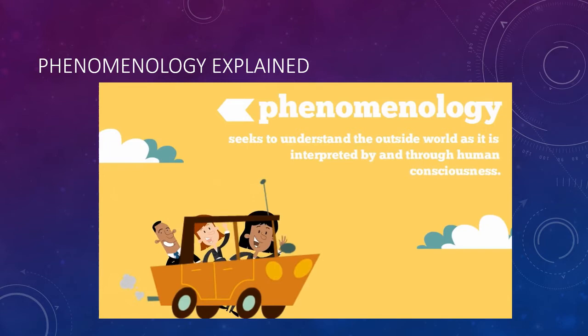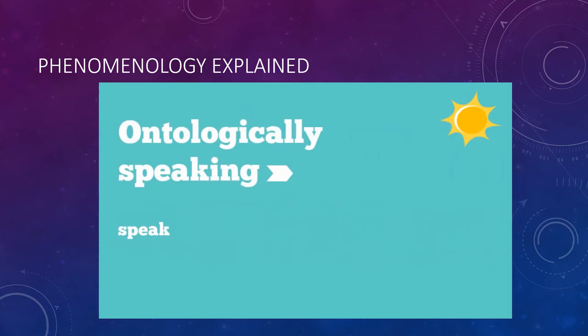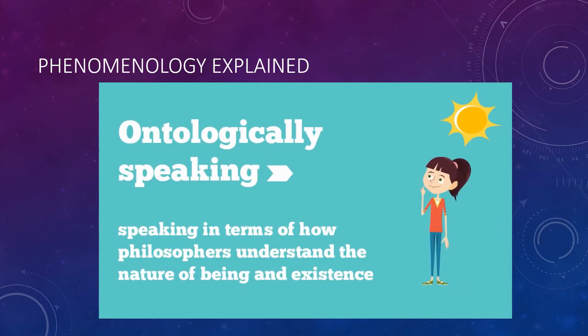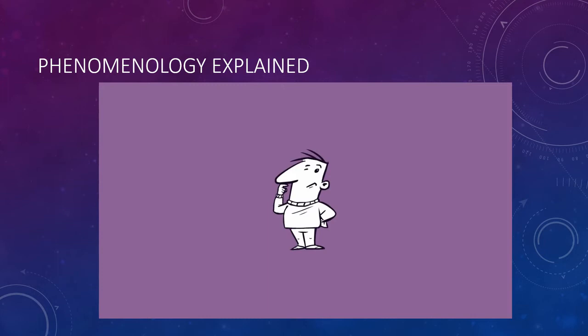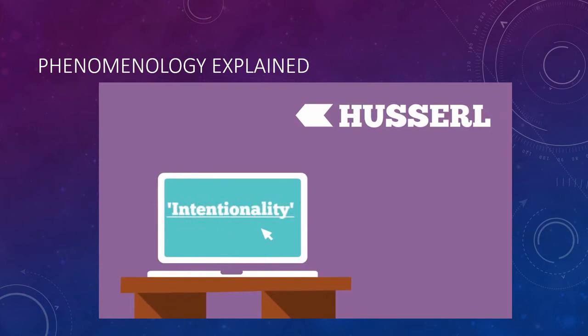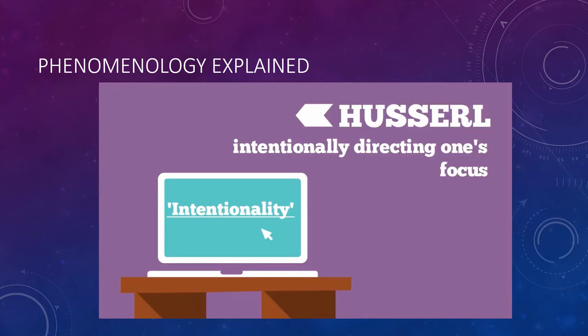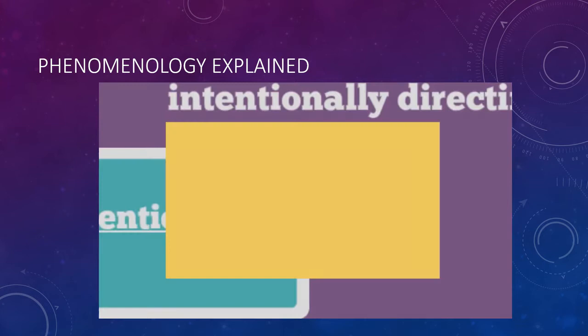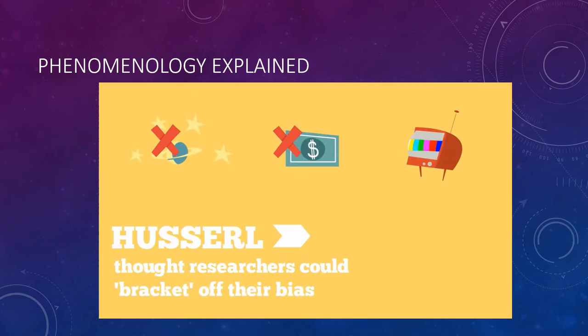Ontologically speaking, that means speaking in terms of how philosophers understand the nature of being and existence, Husserl purported that reality could be grasped by and through structures of consciousness by applying what he called intentionality to the object of study, or intentionally directing one's focus to describe realities. For Husserl, to achieve deeper understanding of an object of study, a researcher could quarantine their personal judgments, a process called bracketing, so that preconceived notions do not interfere with the phenomenological inquiry.